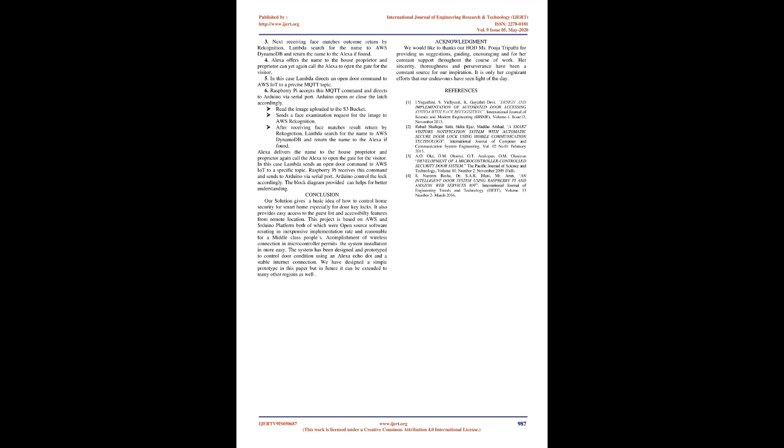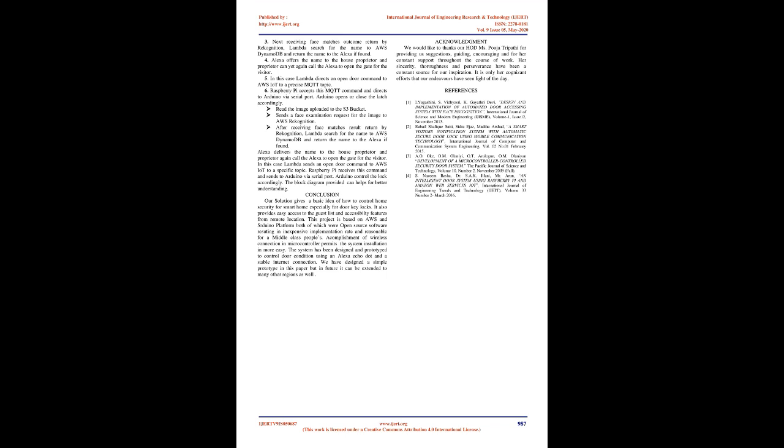Read the image uploaded to the S3 bucket. Send a face examination request for the image to AWS Rekognition. After receiving the face match result returned by Rekognition, Lambda searches for the name in AWS DynamoDB and returns the name to Alexa if found. Alexa delivers the name to the house owner and the owner again calls Alexa to open the gate for the visitor. In this case Lambda sends an open door command to AWS IoT on a specific topic. The Raspberry Pi receives this command and sends it to the Arduino via serial port. The Arduino controls the lock accordingly. The block diagram provided can help for better understanding.